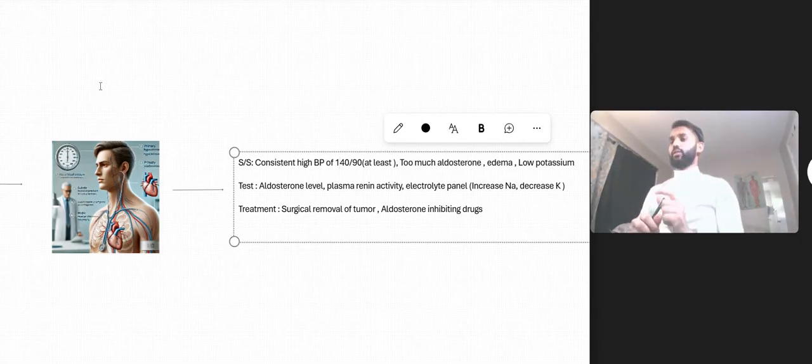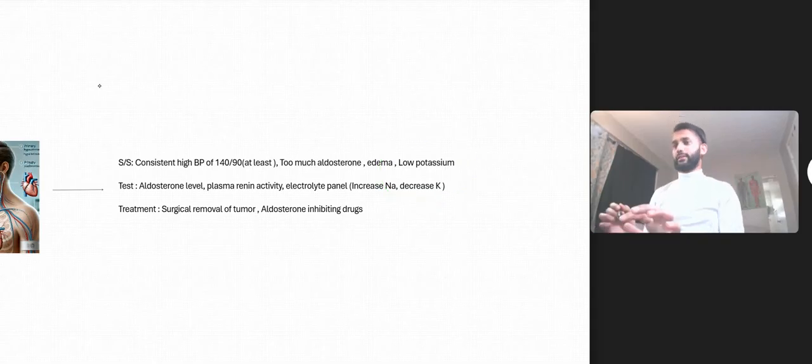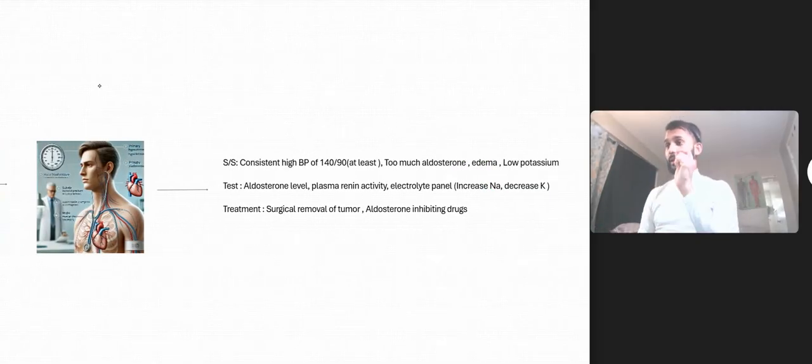The other symptom we need to be mindful of is low potassium. We know that sodium and potassium are antagonists in nature. If sodium increases, your potassium will decrease to maintain that gradient. So if you have too much sodium in the body, then you'll have low potassium as compared to the sodium. So those are the signs and symptoms: high blood pressure, too much aldosterone, edema, low potassium, and many more. But those are the ones I want you to focus more on.